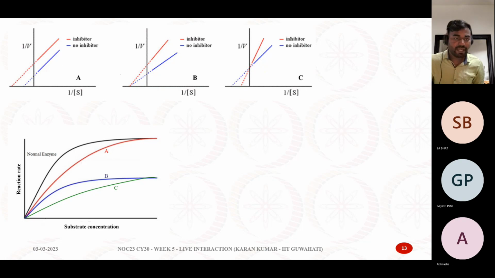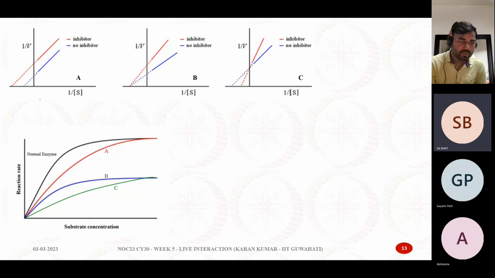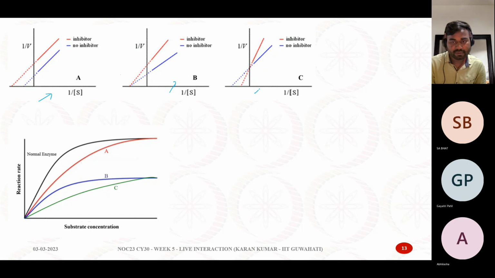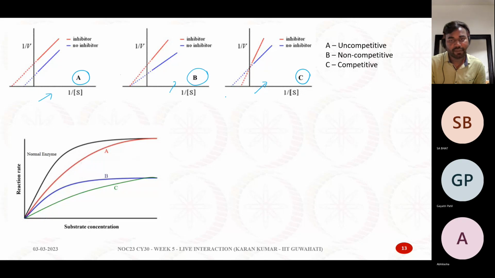Okay, so now quickly identify these plots. This figure A is for which kind of inhibition? Uncompetitive. This one is for non-competitive, and this is for competitive. Very good. So A is for uncompetitive, B is for non-competitive, C is for competitive inhibition.